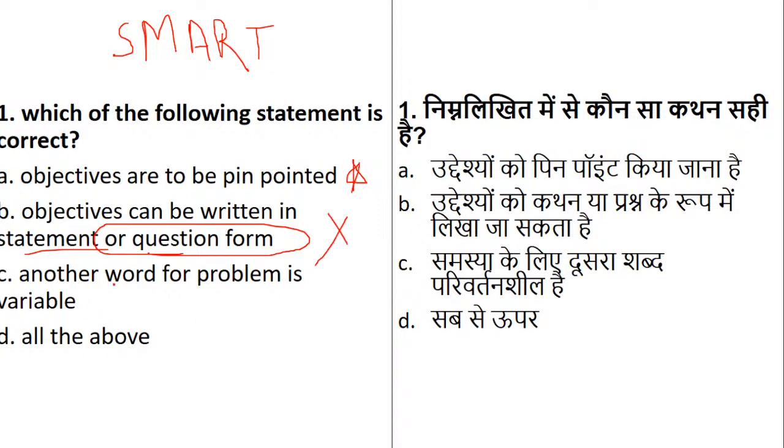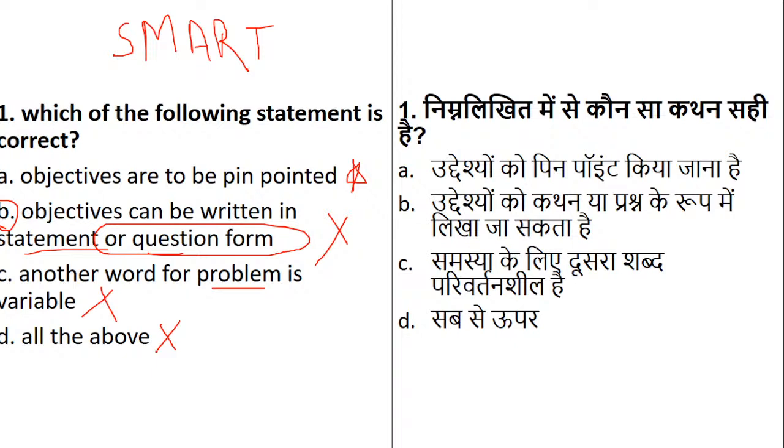Okay, another word for problem is variable. Here we are talking about stated objectives. If you see, there is nothing about problem and variable. There is no connection of this option with the given statement. All the above: now we know that statement number 2 is obviously wrong. It is not correct. So the all the above option gets cancelled.